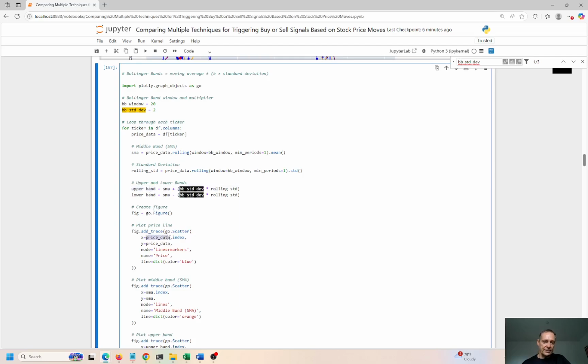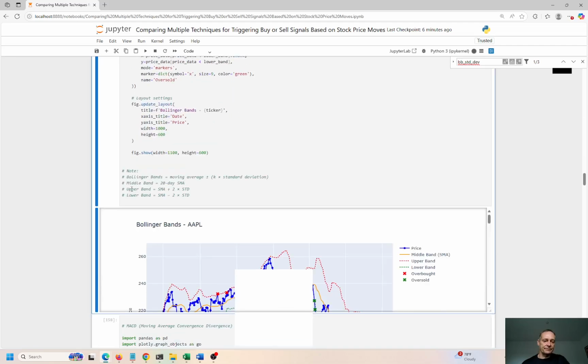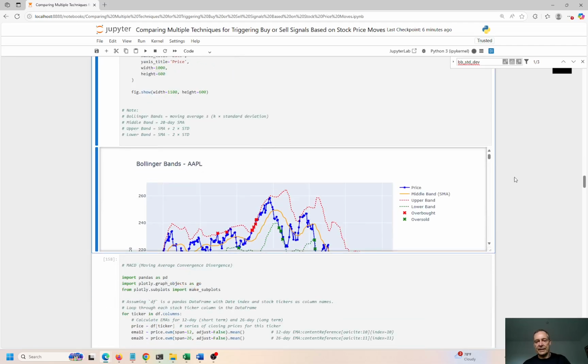And again, we're looking at price data index. These are the dates, and the price data is on the y-axis. So these are the values. So let me hit Control Enter to run it. Okay, and let's see what we get. So now we have the Bollinger Bands. And let me see, I can expand this. When it's done running, this will expand.